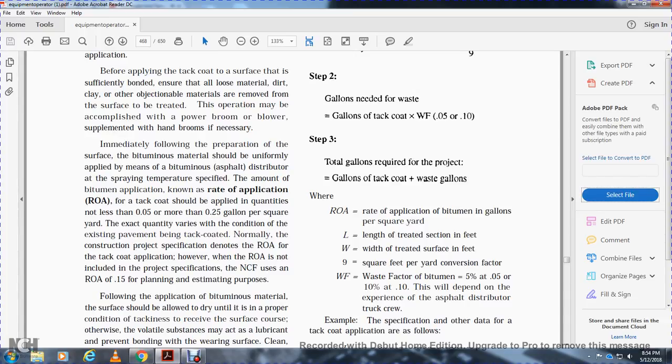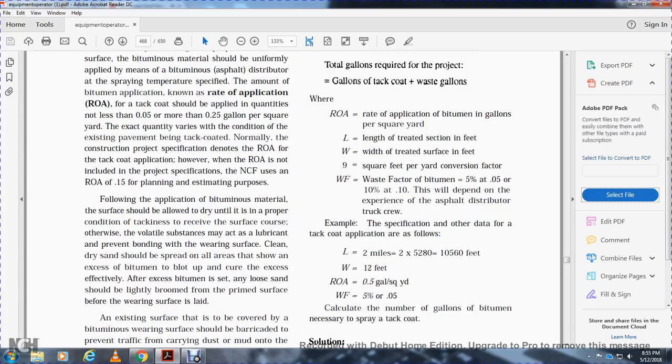For example, with the various conditions of the existing pavements being tacked, normally the construction project specifications denote the rate of application of the tack coat. However, the rate of application is not included in the project specification. The Navy Construction Force uses a rate of application of 0.15 for planning and estimating purposes.